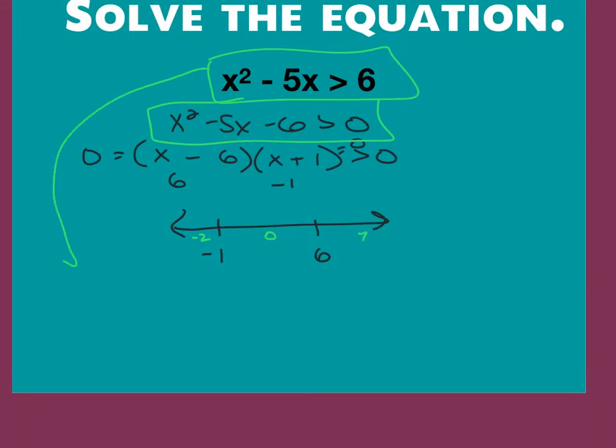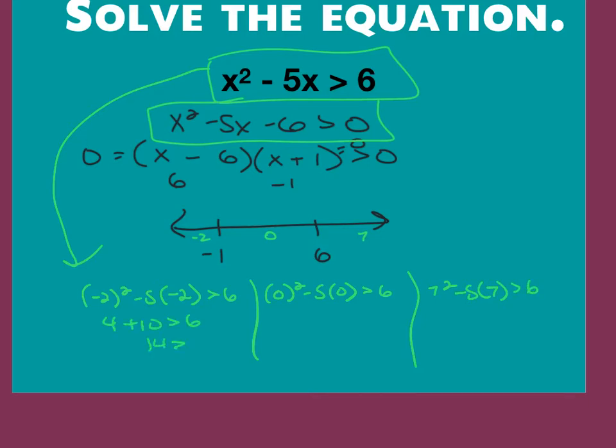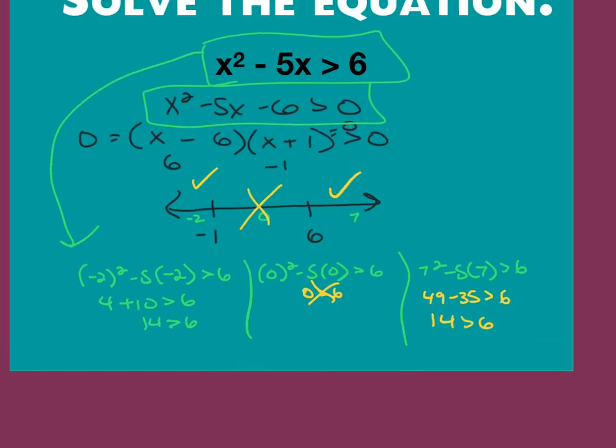Okay, so if I grab the first one, I can say -2 squared minus 5 times -2 is greater than 6. I can say 0 squared minus 5 times 0 is greater than 6. And I can say 7 squared minus 5 times 7 is greater than 6. So 4 plus 10 is greater than 6, and 14 is greater than 6. So that area works. 0 is greater than 6 does not work, so I rule out that middle area. 49 minus 35 greater than 6. And 14 is greater than 6, so I keep that section.